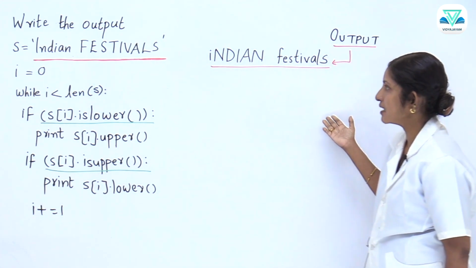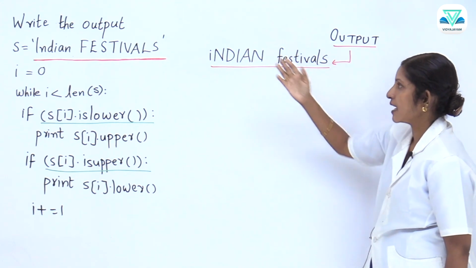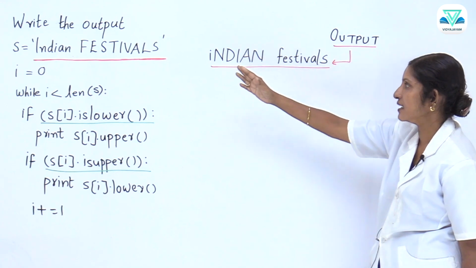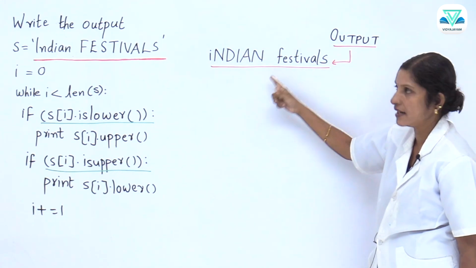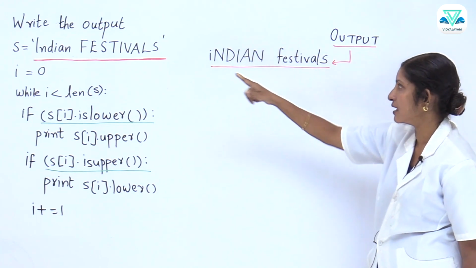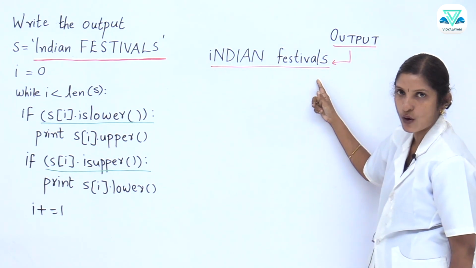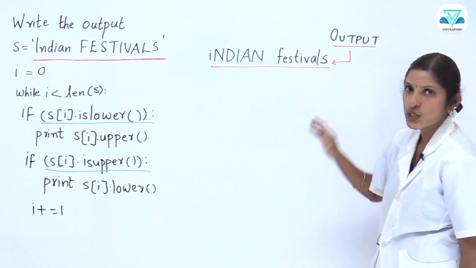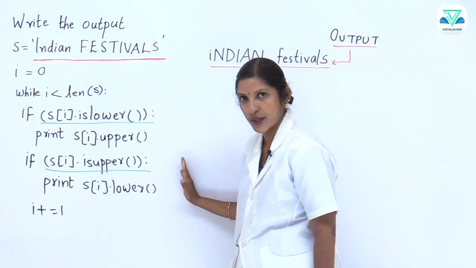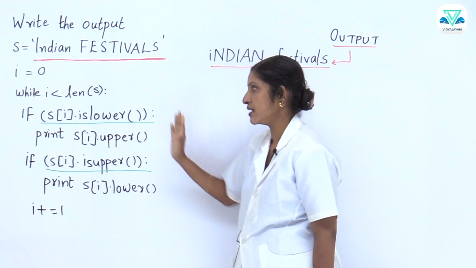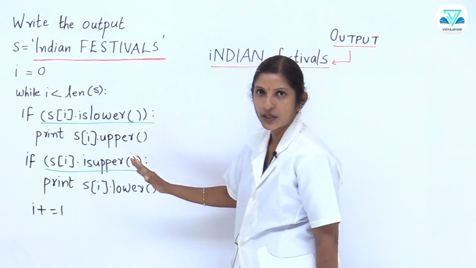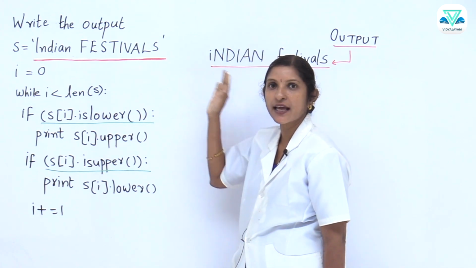So what happens here? The output will be capital I converted to small i. Then NDIAN, everything will come in capital. Then a gap. After that, in festivals, all capital letters will be shifted to small letters in the output. So like this, based on whatever conditions we give, according to the index, it will be converted from lowercase to uppercase and uppercase to lowercase.